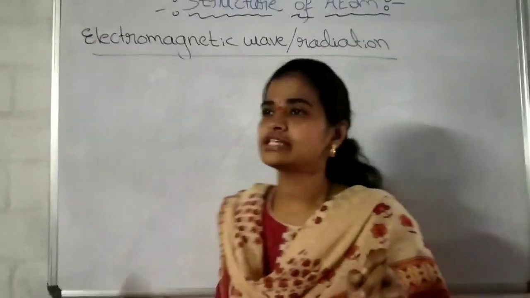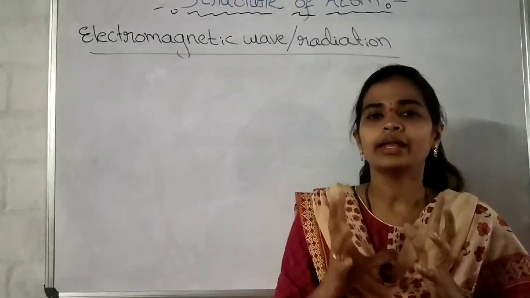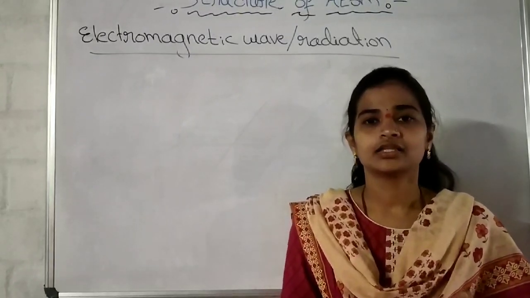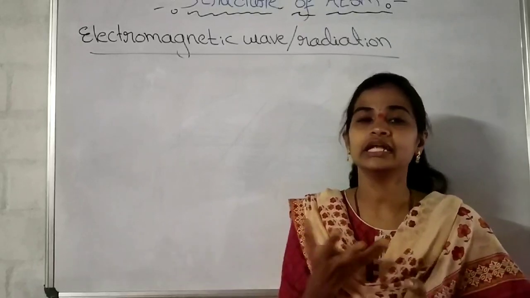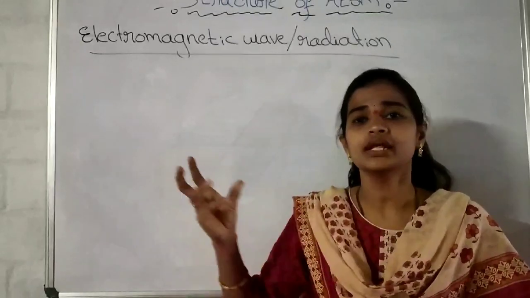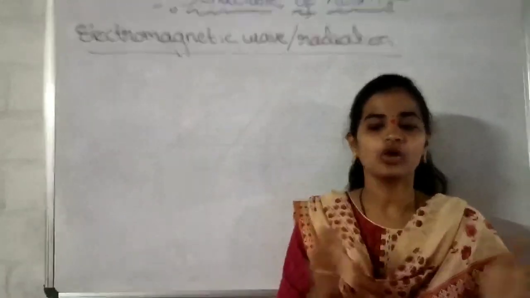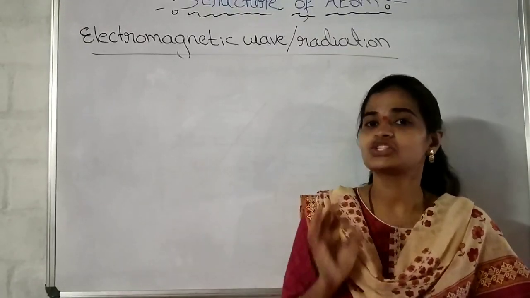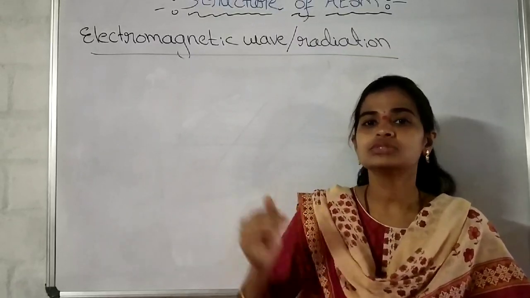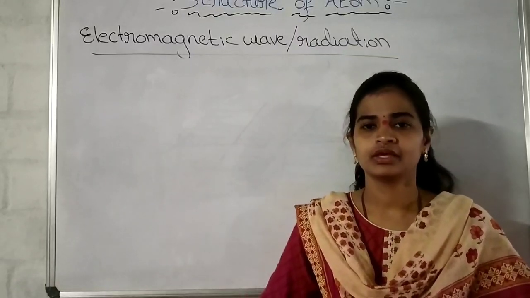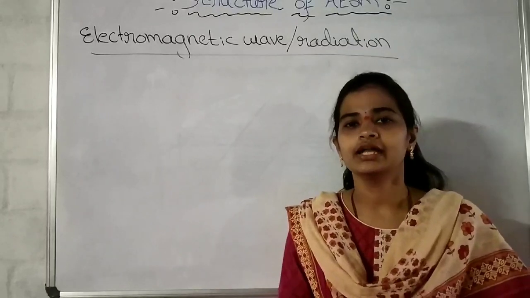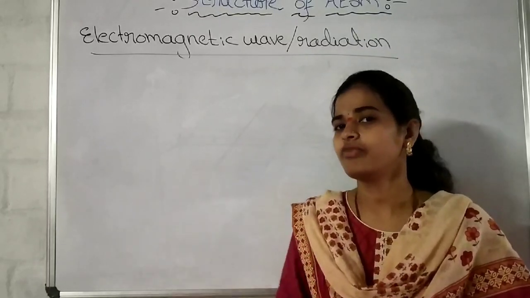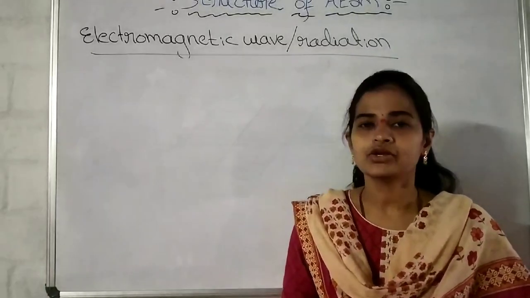Here the scientist Maxwell has told that when an electrically charged particle, or a thermal body, a heated body, moves under acceleration. Acceleration means what? When it changes its speed. When an electrically charged particle moves under acceleration, alternating electric and magnetic fields are produced and transmitted in the form of wave. That is called electromagnetic wave.